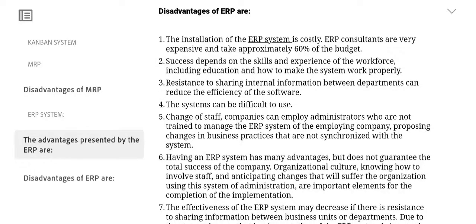There are various advantages, but these are the main points. And after that, what are the disadvantages? First is what? Installation of ERP is very costly. It is very costly, and it is really very expensive. Okay. After that, success depends on the skills and experience of the workforce. It is not easy to implement ERP and make your system work properly with that, because certain skills and experience are required to enter the data on ERP, to manage the ERP or to operate the ERP. So that is the main thing. After that, resistance to sharing internal information between departments can reduce the efficiency of the software. After that, the system can be difficult to use. Sometimes it is difficult to use.